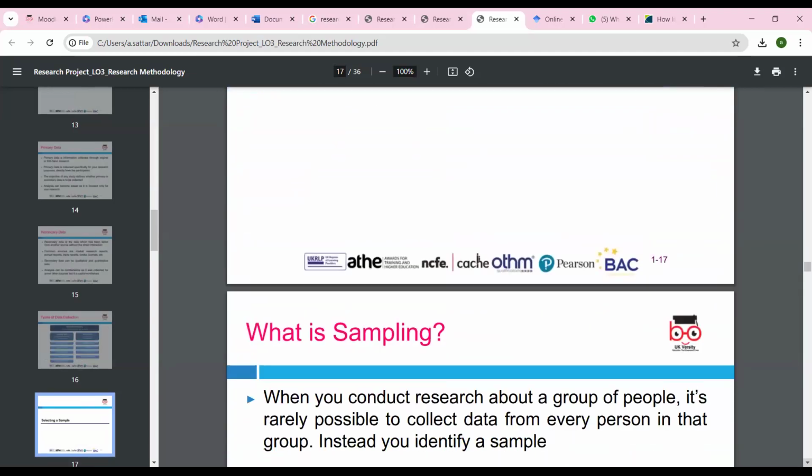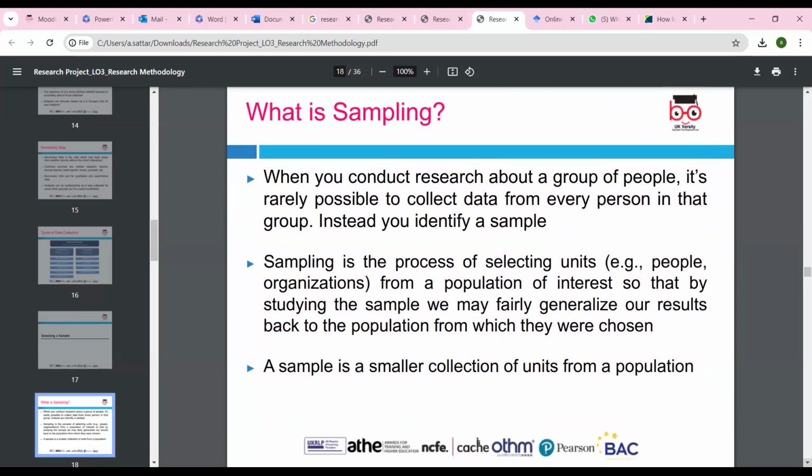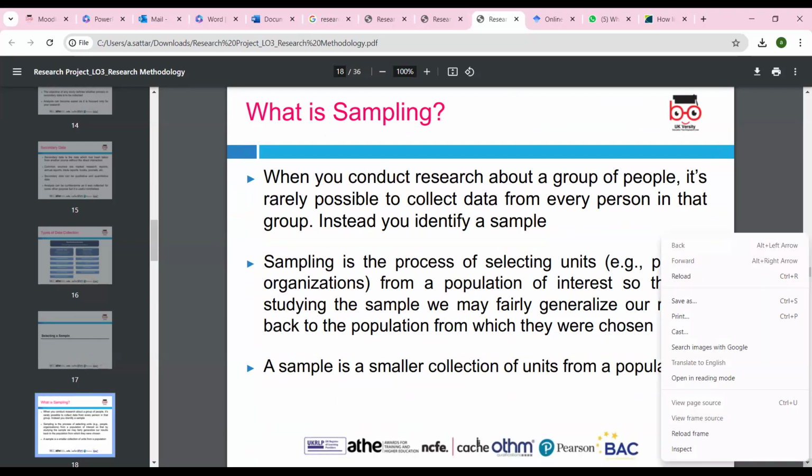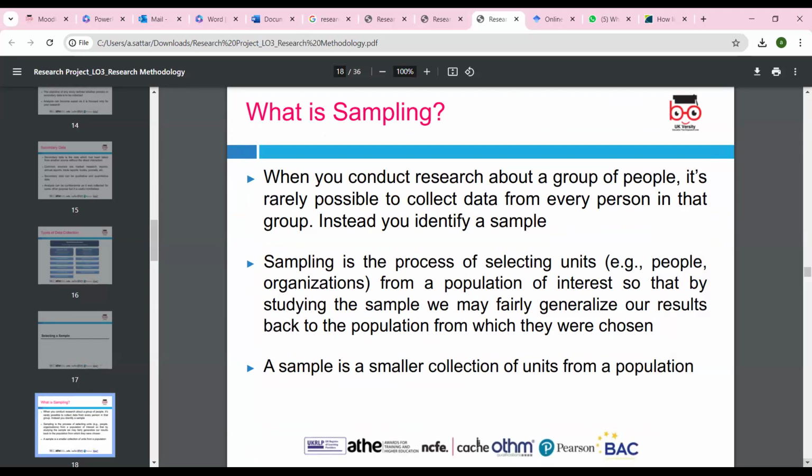Okay, let's look at sampling. When we conduct research about a group of people, it's rarely possible to collect data from every individual, so we identify a sample instead. Sampling is the process of selecting units, people or organizations, from the population of interest, so that by studying the sample we may fairly generalize our results back to the population from which they were chosen. The sample is a smaller collection of units from the population.